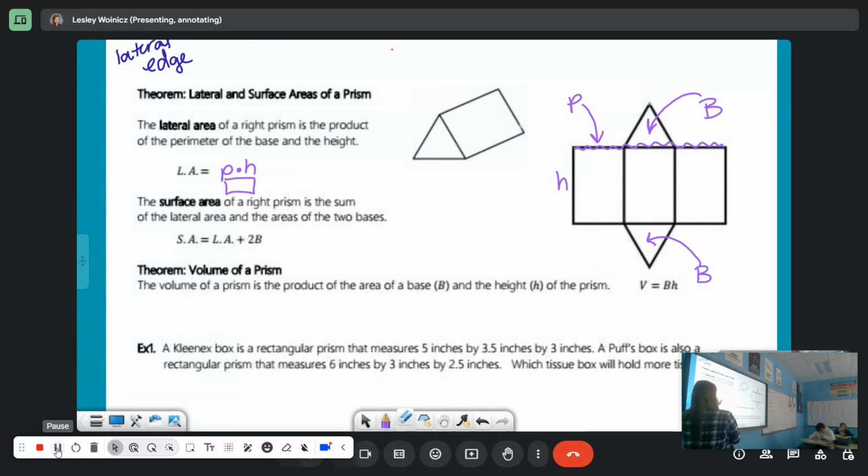Okay, the surface area is the lateral area plus the two bases. Sorry, I'm just still, like my wheels are spinning from running around like a lunatic. So the lateral area is our perimeter times our height, plus 2 of our bases. Now, the big B is going to depend on whether our base is a parallelogram, a rectangle, or a triangle, right? Volume is a lot easier. Volume is just going to be the big base times the height.